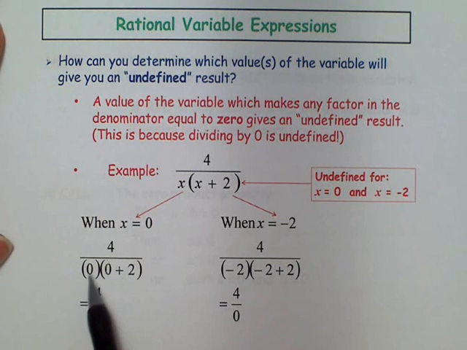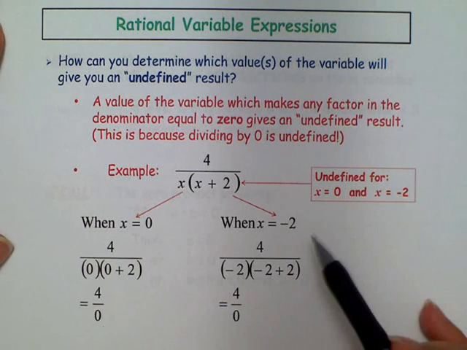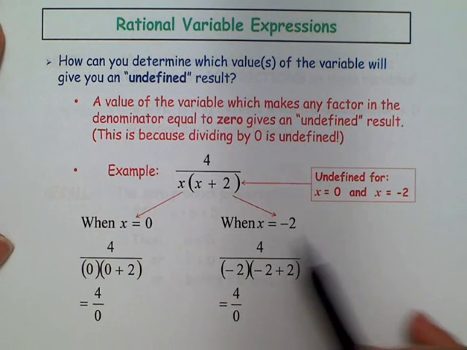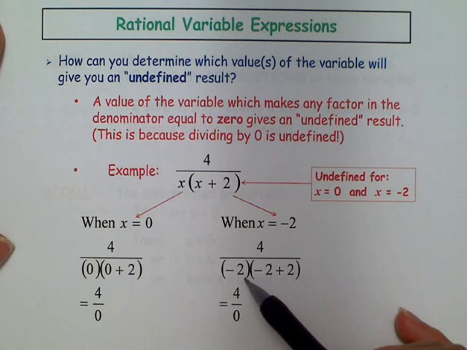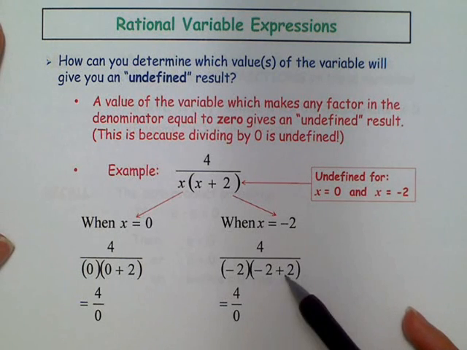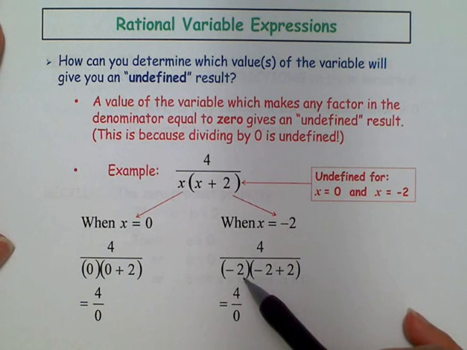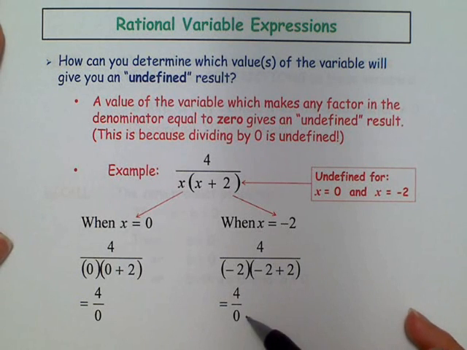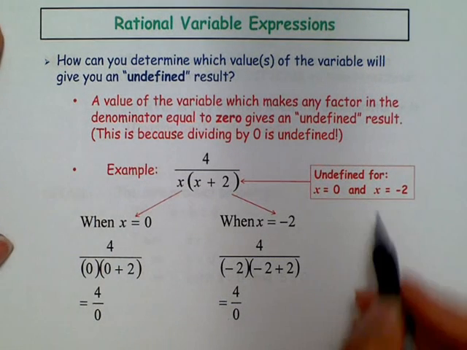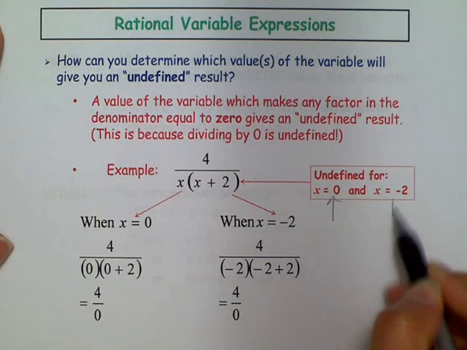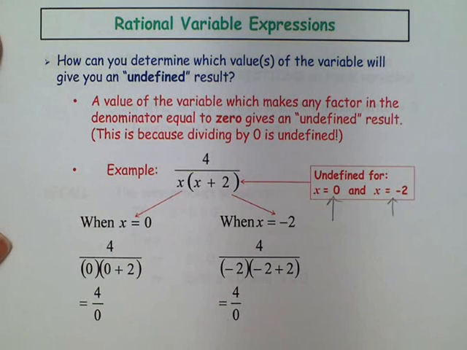Think about what happens when you plug in x equal to 0 into the expression. What you end up with is 4 divided by 0 times 0 plus 2, or in other words, 4 divided by 0. Similarly, if you plug in x equal to negative 2, you have 4 over negative 2 multiplied by negative 2 plus 2. Negative 2 plus 2 gives you 0, and so you have negative 2 times 0, which is 0 again. In both of these cases, you'll notice that these specific values of x will give you an undefined result.